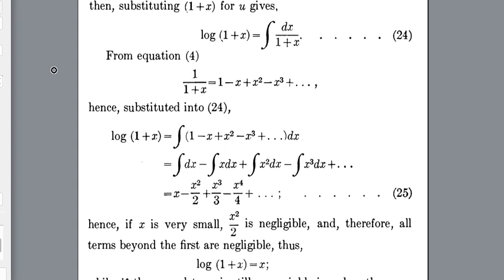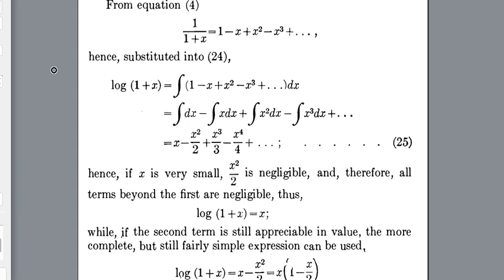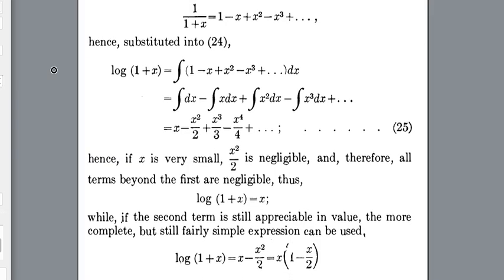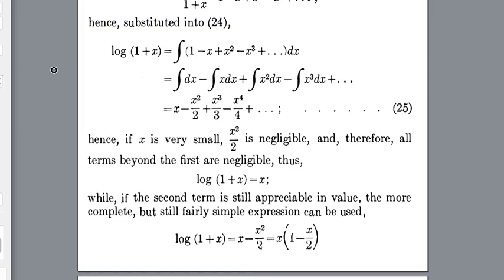Hence, if x is very small, x²/2 is negligible, and therefore all terms beyond the first are negligible. Thus, the logarithm of the quantity 1 plus x equals x. While, if the second term is still appreciable in value, the more complete but still fairly simple expression can be used. The logarithm of the quantity 1 plus x equals x minus x²/2, which equals x multiplied by the quantity 1 minus x/2.